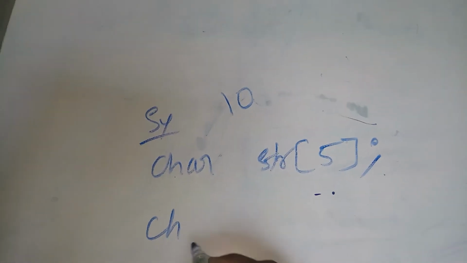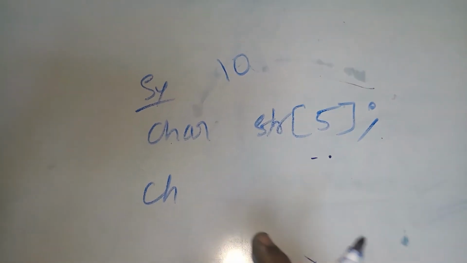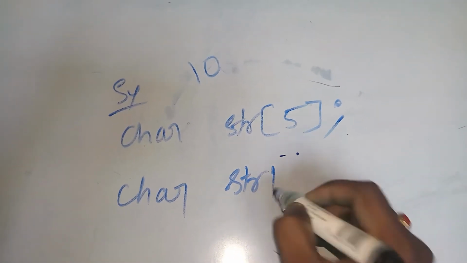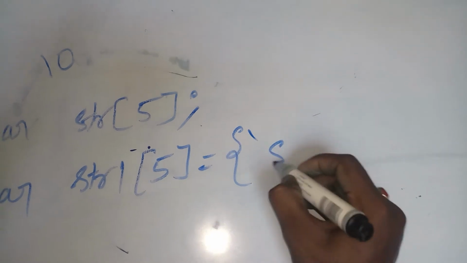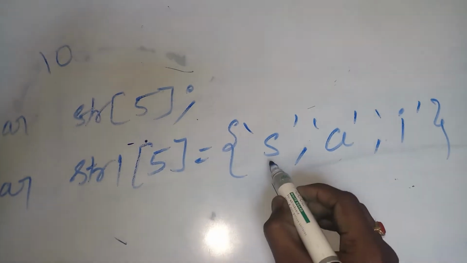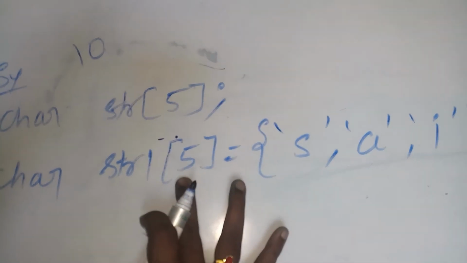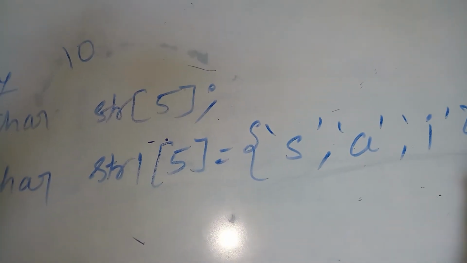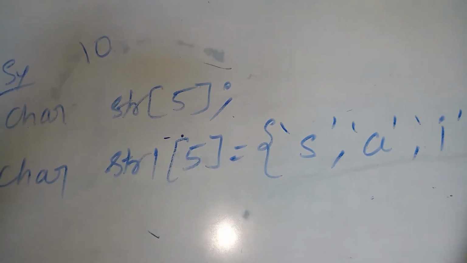What are the two ways? One is character literal representation, and the second one is string literal representation. Character representation, for example: char str1 of size 5 is equal to, within curly brackets, s, a, i. This is a collection of characters. What is my string size here? 5. I have given only 3 characters, and the remaining ones are null value, because by definition a string ends with a null value. The remaining is 0.